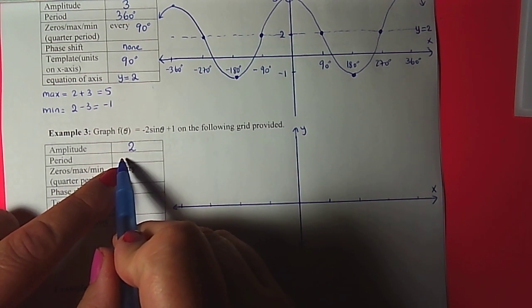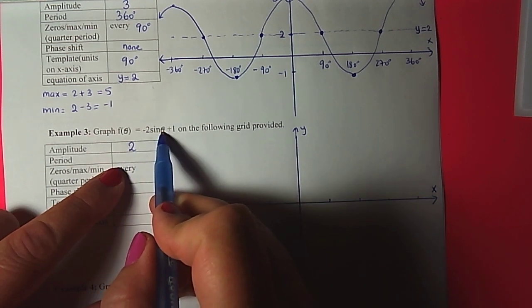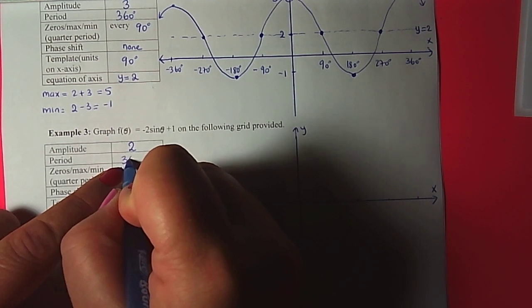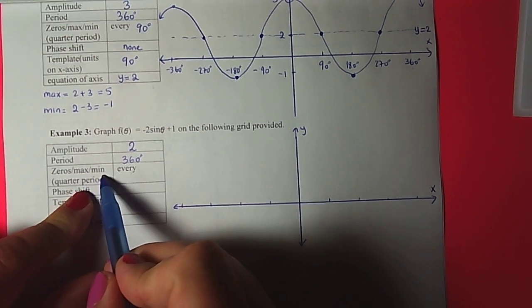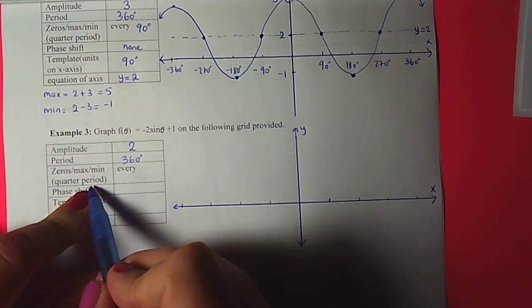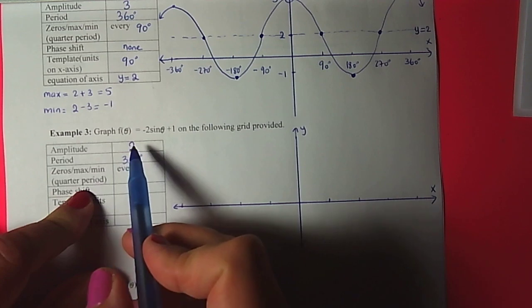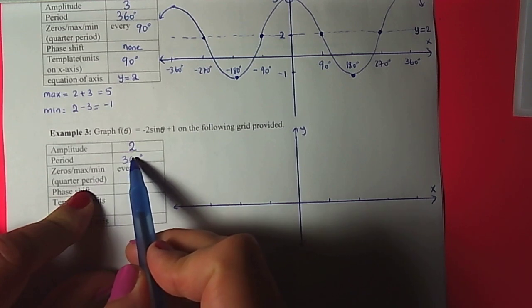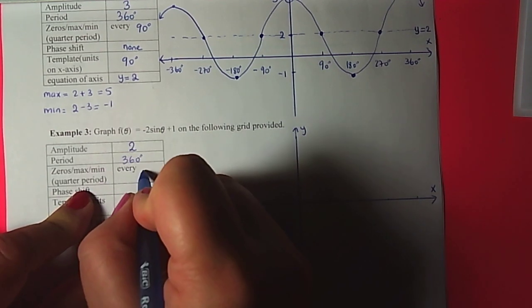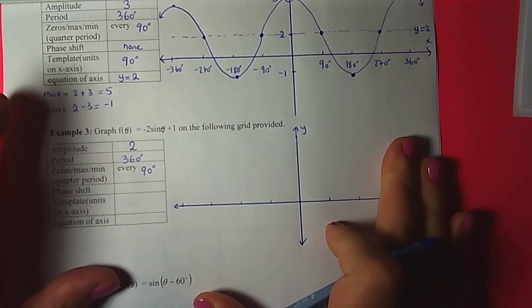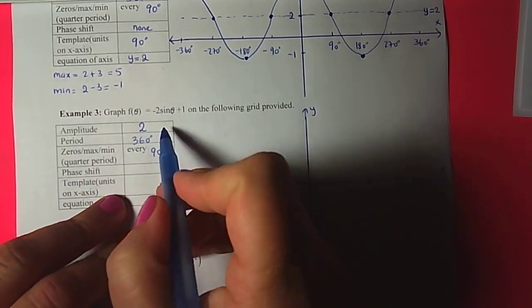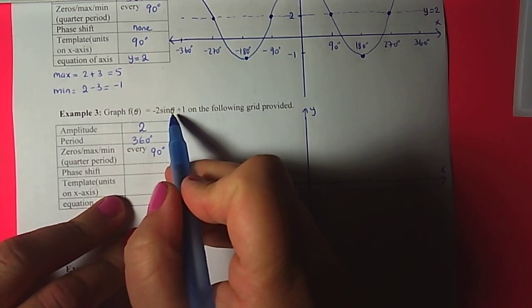360 divided by k value. So in this case, k value is 1. So there is no change in period. So period is still 360 degrees. So zeros, max, and mins, these are the key points. So we need to calculate the quarter period. So period is 360 divided by 4, you get 90 degrees. So key points are happening every 90 degrees. Phase shift, we don't see phase shift, so none.